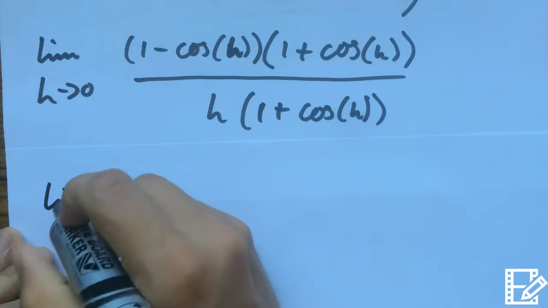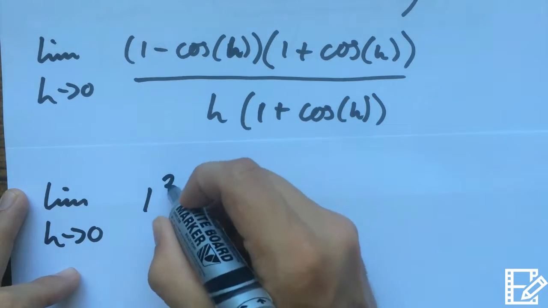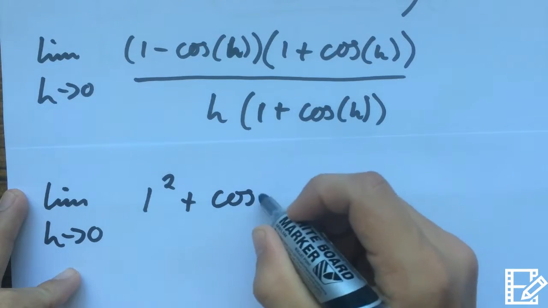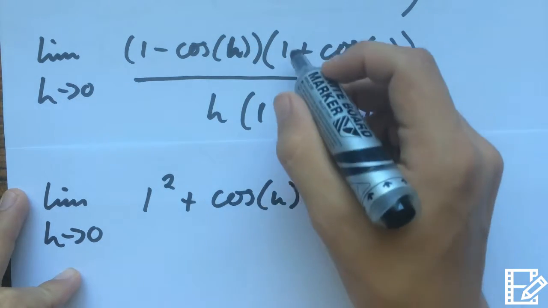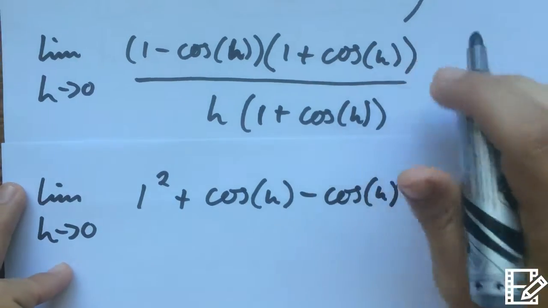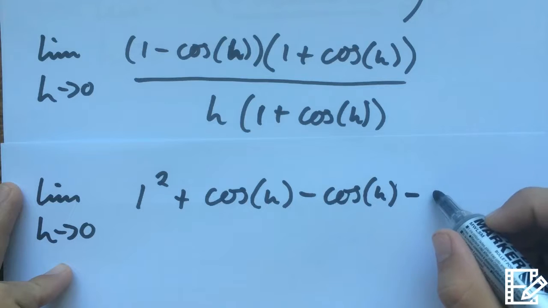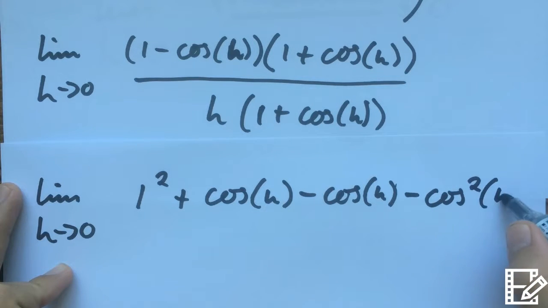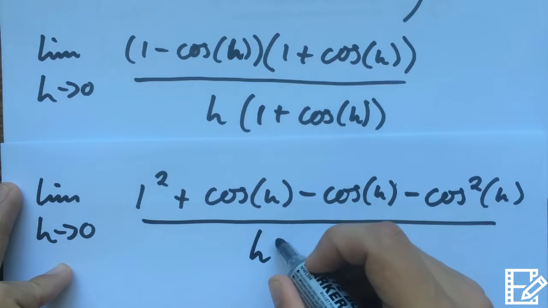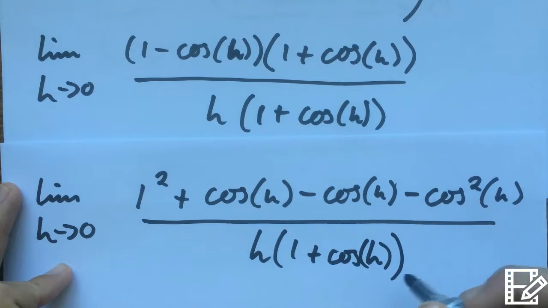Okay, limit as h approaches 0. I'm going to expand this out. 1 times 1, 1 squared. 1 times cosine h, plus cosine of h times 1, and negative cosine h times 1 minus cosine of h. And then negative cosine of h multiplied by cosine of h equals negative cosine squared of h. All over, I'm just going to leave the bottom like it is, h bracket 1 plus cosine h, because we're going to leave it that way for later.